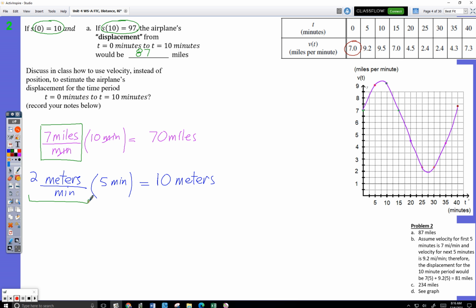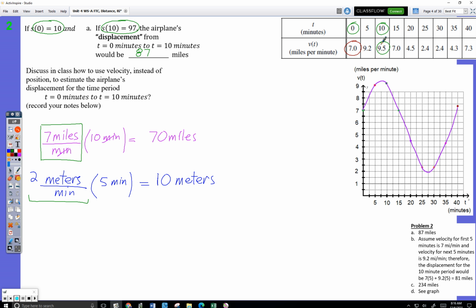Anybody else? Please. So we know 7 miles per minute over 10 minutes, that'd be 70 miles, but we also know that at time equals 10, the velocity is 9.5. So how could that be negative? Because it would be moving faster by that.